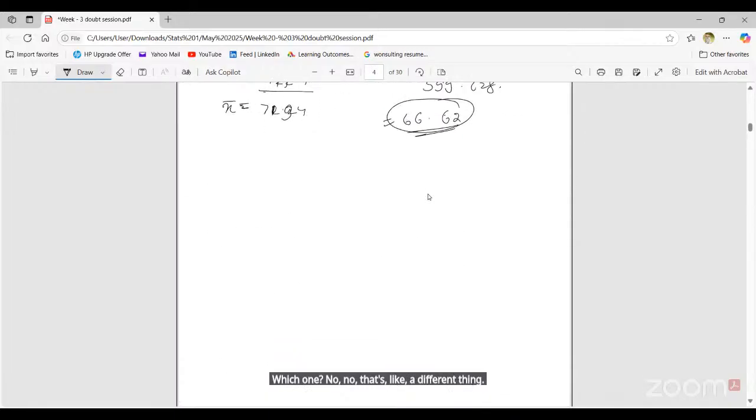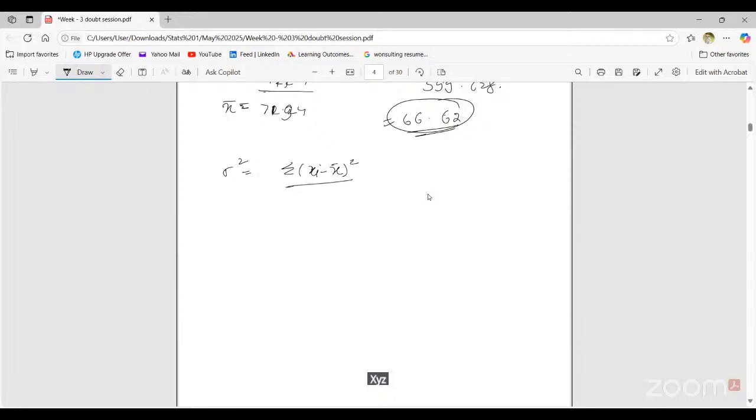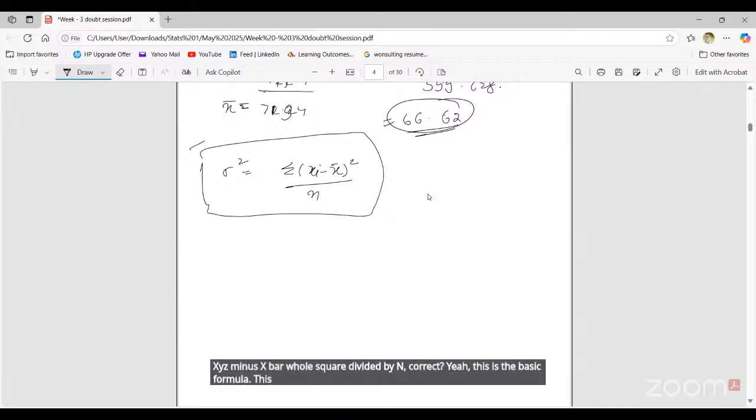See, the basic formula for the variance, if you have to calculate a variance, is basically what? Summation of xi minus x bar whole square divided by n, correct? Yes, ma'am. Yeah, this is the basic formula of the variance.